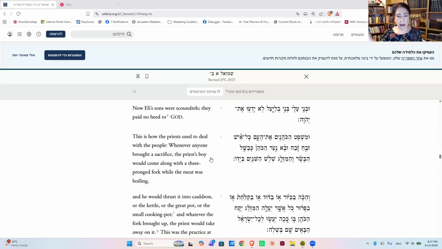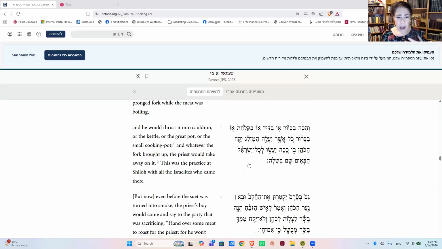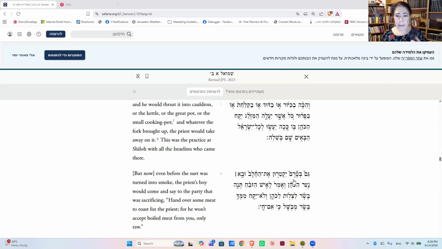So whenever someone brings a sacrifice, the priest's helper comes along with the fork, and what he would do is essentially grab meat in a very kind of gross way to take for the priest. Whatever the sacrifice is, he's just grabbing meat in a greedy way for the priest, right? Even before they have burnt the fat, which they must burn because they're not allowed to eat it, that's the sacrifice. So even before they've actually burnt the whole sacrifice that you must give to God before eating the meat, they're grabbing the meat for the priest.